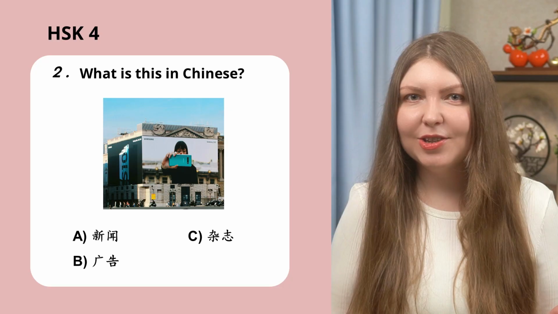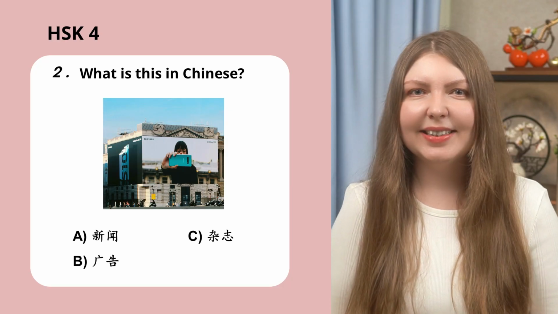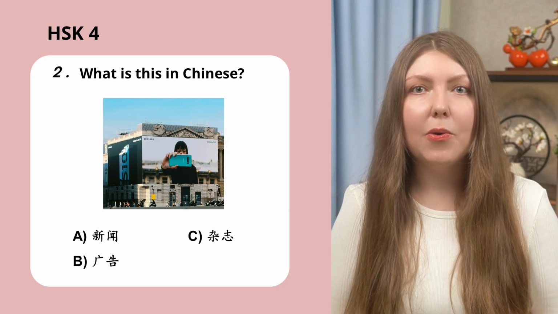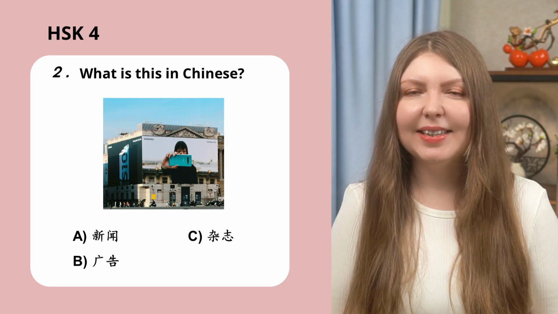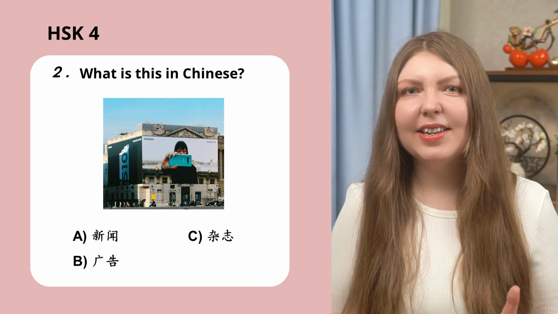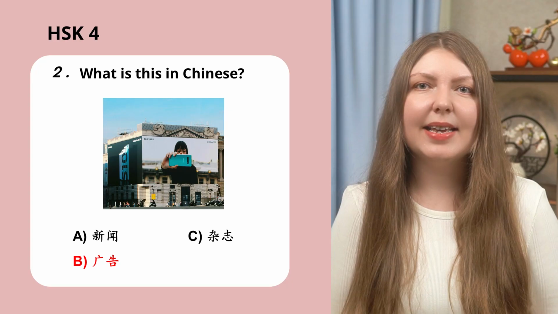Now here's the next picture. See if you can get this one right. Is it A, 新闻, B, 广告, or C, 杂志? Give it a second. And the answer here is B, 广告, meaning advertisement.